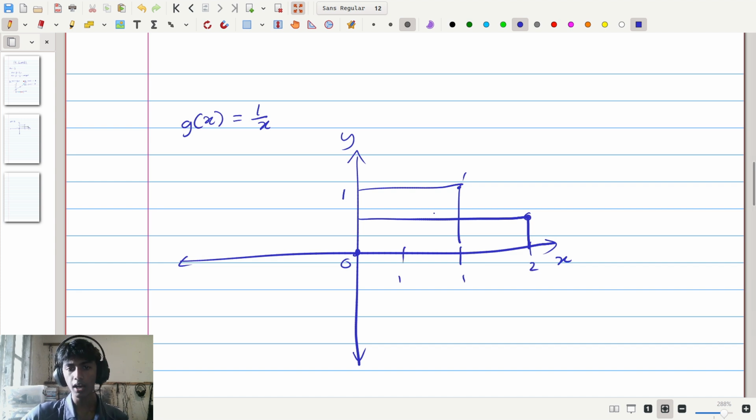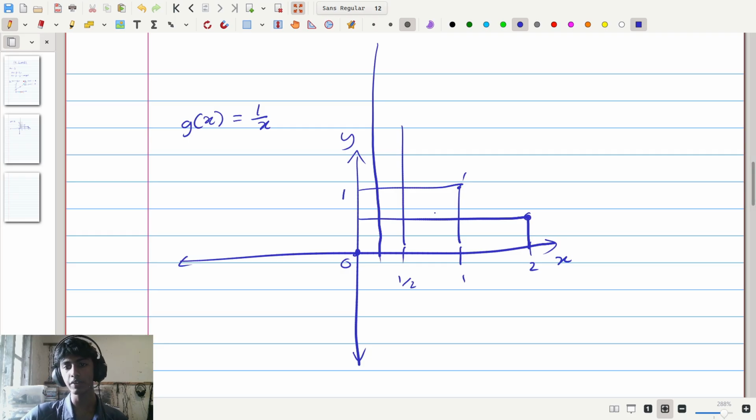x equals half over here will be 1 divided by half, and 1 divided by half is 2. So the value corresponding to this will be somewhere up here like this. The next value after that we can do maybe a fourth, and a fourth will be 4 because 1 divided by 1/4 is 4. So that will be somewhere up here.